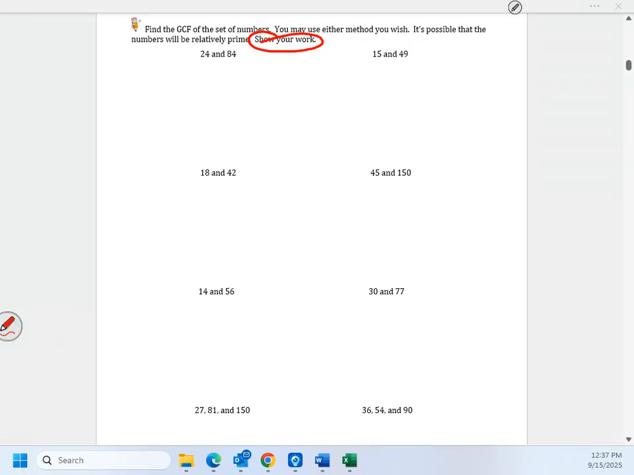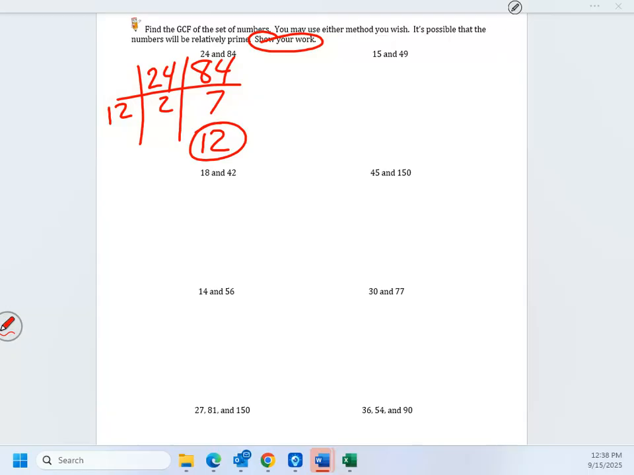Let's do 24 and 84 together. I think you guys know how to do the listing method, so I want to give us a little more practice with the table method. So I'm going to do 24 and 84. What is a number that I could pull out of both 24 and 84? 12. What's 24 divided by 12? 2. What's 84 divided by 12? 7. Can I divide anything else out of 2 and 7? So my answer would be 12, because that is the only number that I pulled out.